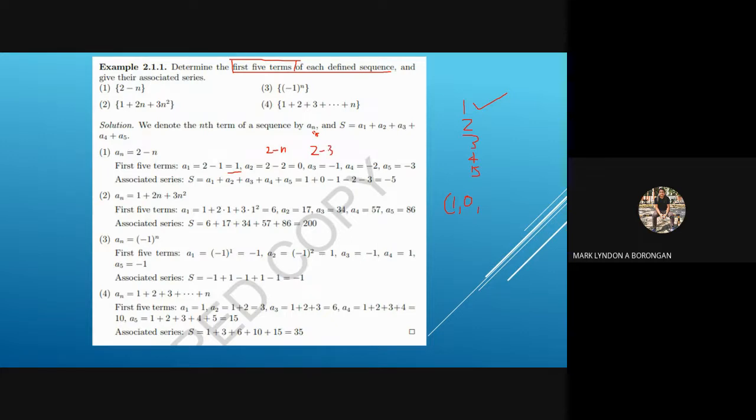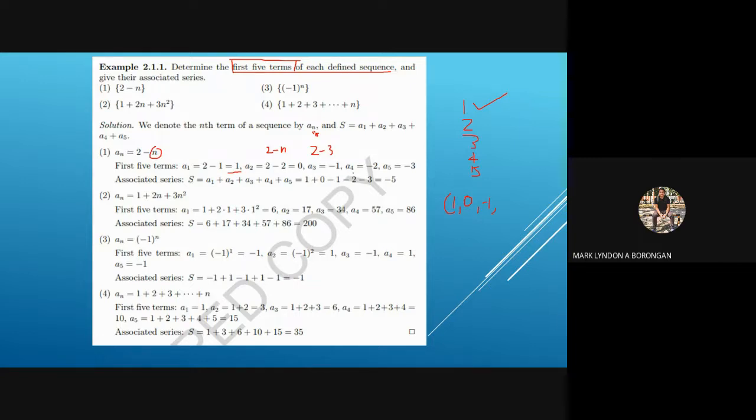Okay, n changes depending on which term we are looking for. So if we are asked to find the third term, all you have to do is substitute n with 3. So it's that basic, guys. 2 minus n becomes 2 minus 3. That is negative 1. Okay?